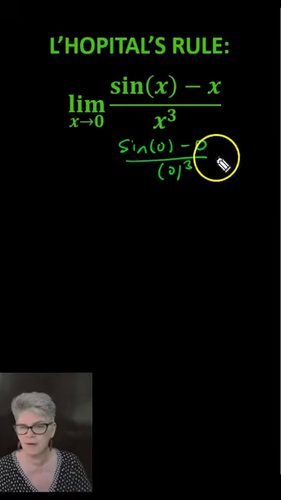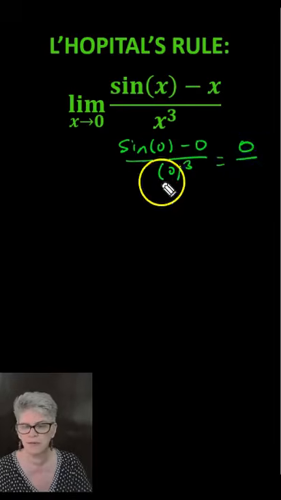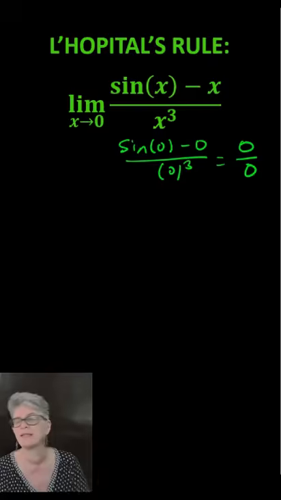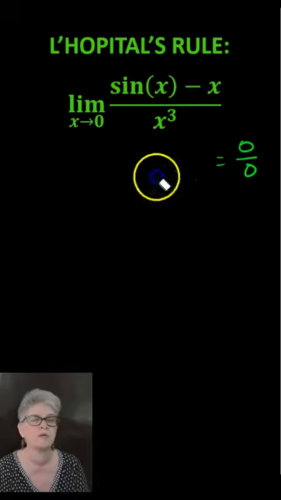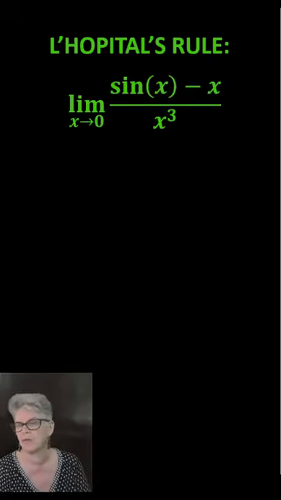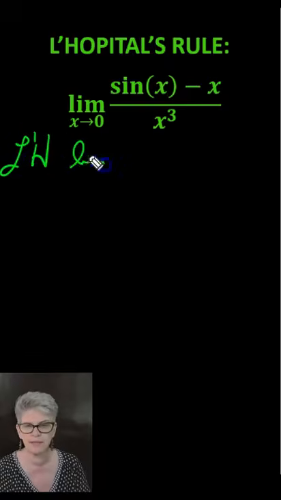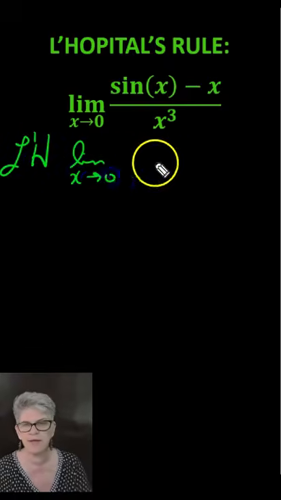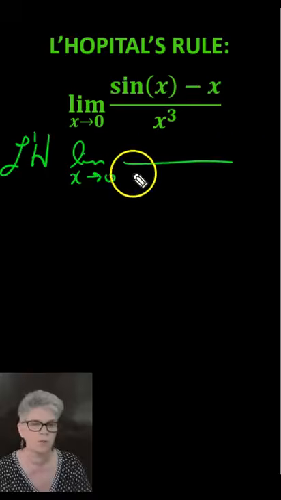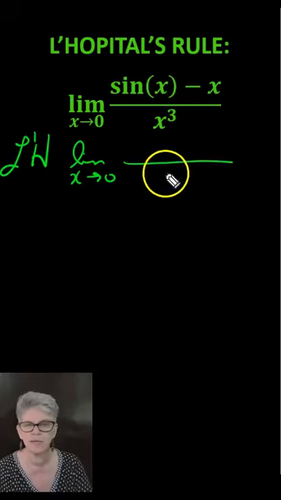Sine of 0 is 0. I get 0 minus 0 in the numerator, and 0 cubed is 0. That is an indeterminate form, so I can use L'Hopital's rule. And what does L'Hopital's rule do? It says I can evaluate this limit and get a correct answer if I take the derivative of the numerator and the derivative of the denominator.